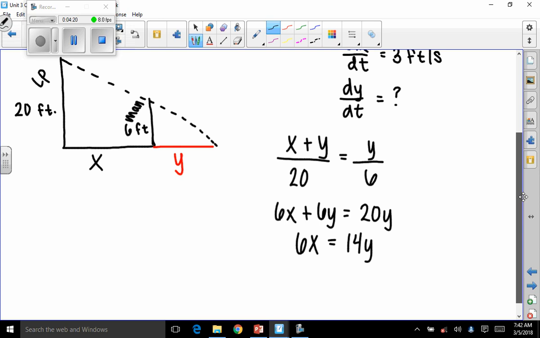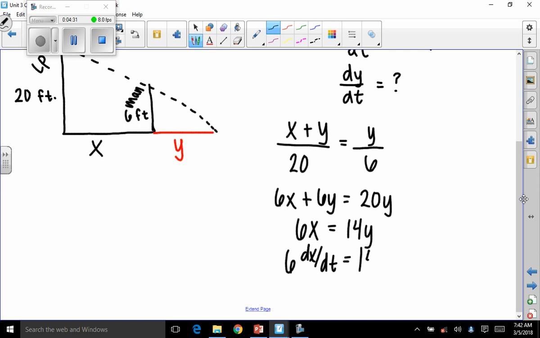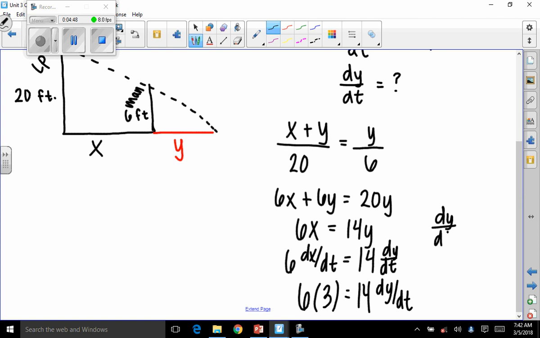Now is this pretty easy to differentiate? What's the derivative of 6x with respect to time? 6 dx/dt, and what's the derivative of 14y with respect to time? Good, so now we can plug in what we know, which is dx/dt, right? What's dx/dt? 3, so 6 times 3 equals 14 dy/dt. And when you simplify that, you got that dy/dt is what? 9/7 what? Feet per second. Very good.